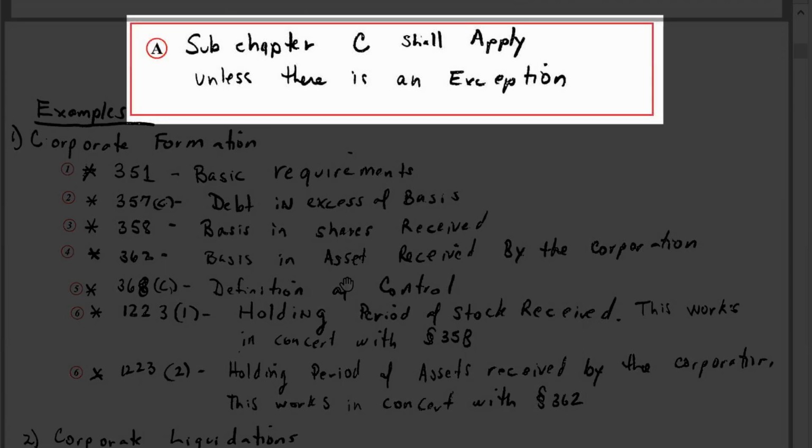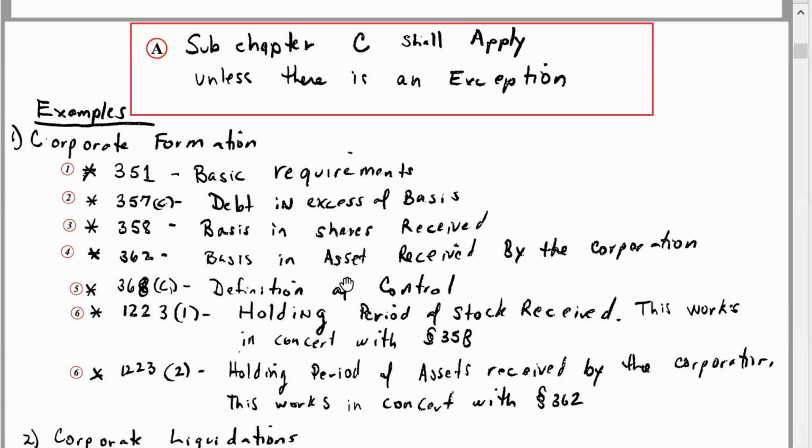Subchapter C shall apply unless there is an exception. And one of the things that we talked about on that first circle lane was what? 351, right? So 351 is my corporate formation rules. And under my corporate formation rules lane, how many code sections do I have with an asterisk next to it? Right up here. 1, 2, 3, 6.